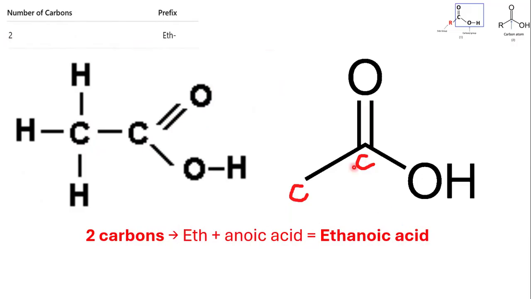We have one carbon, and the next carbon has the carboxyl group, so we know we're dealing with a carboxylic acid, so it's ethanoic acid. All right, let's move on. Before we do, I have to remember that we have to talk about the common name. The common name for ethanoic acid is acetic acid.